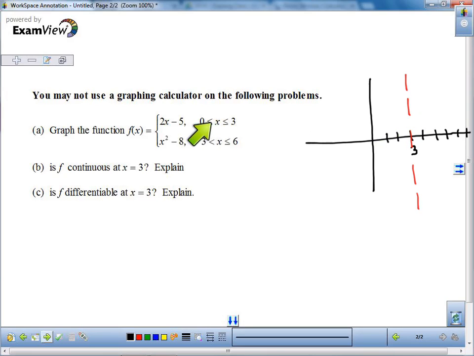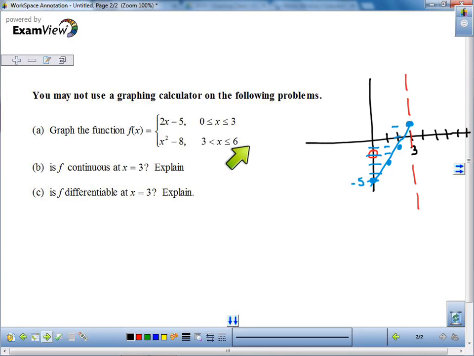So to the left of 3, from 0 to 3, we're going to graph the function 2x minus 1. So that's going to be a linear line. And notice that at 3 it's a closed circle because it's equal to 3. And I only graphed it from 0 to 3 because that's what the domain says. The domain says from 0 to 3.